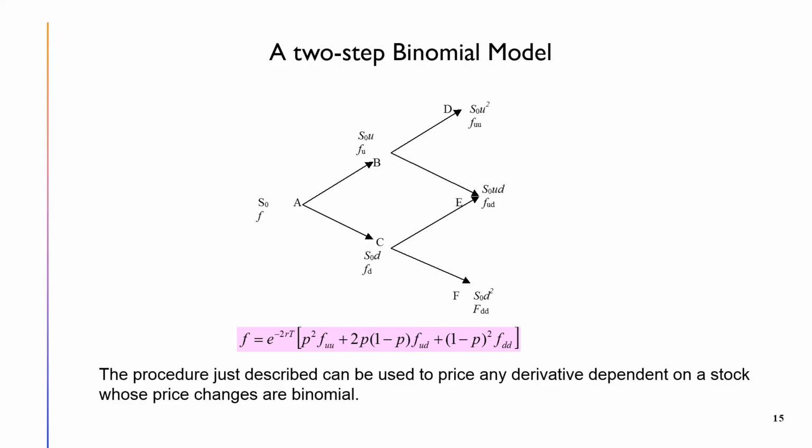Next, we are going to learn how to construct a two-step binomial model for option valuation. You can make use of the formula given in the slide or use the original one-step binomial formula and repeat the process twice at the first node and second node of the binomial tree. I will show you how.